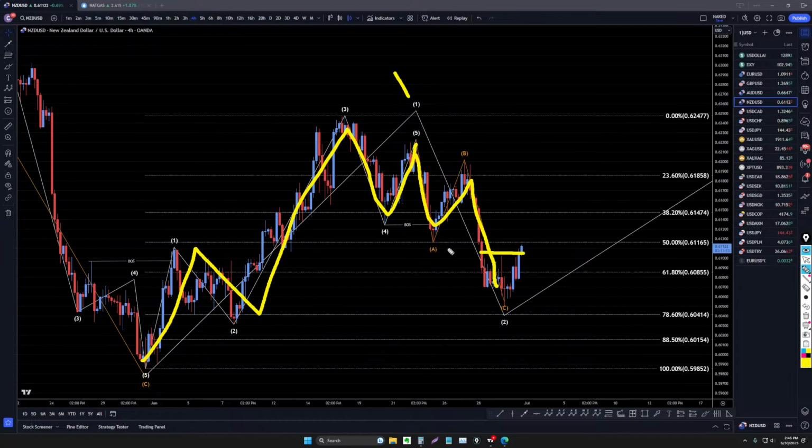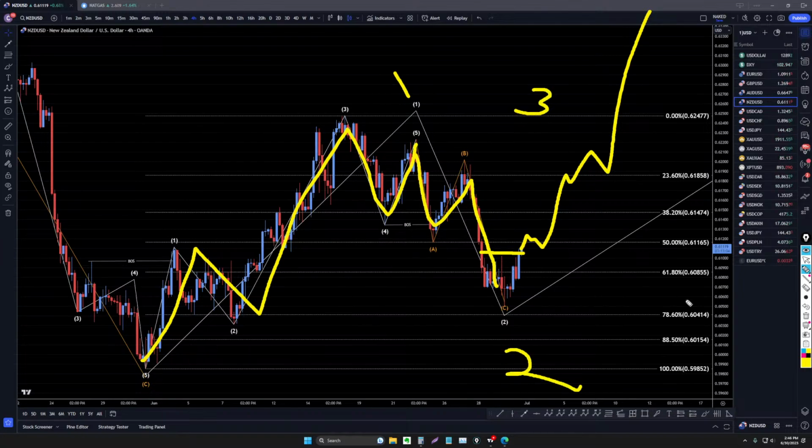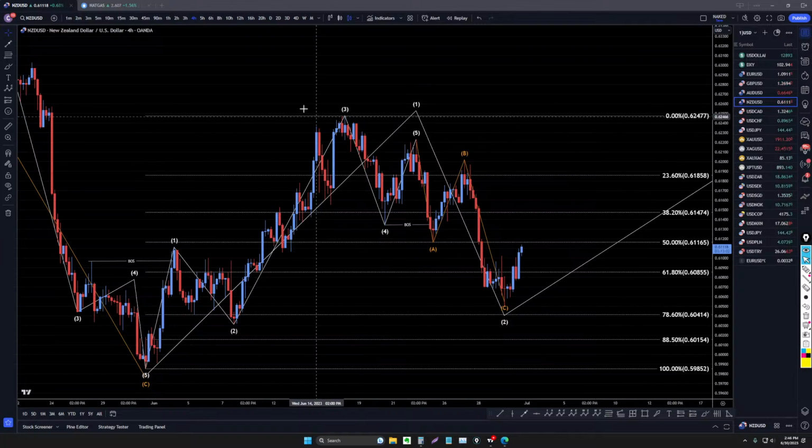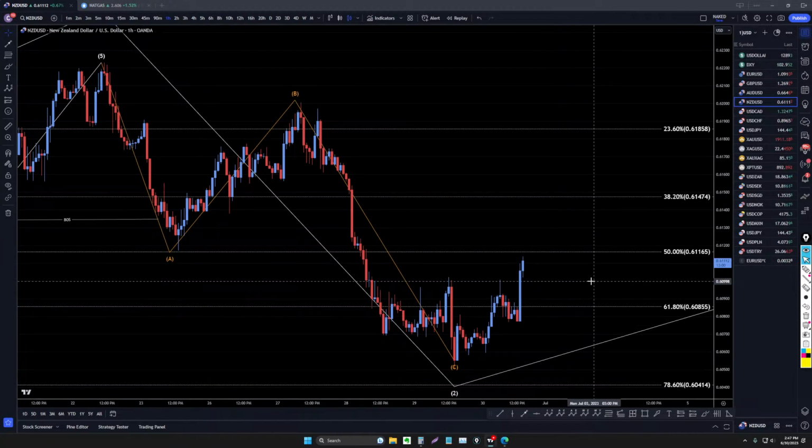We really need to see what that news does in 15 minutes. If it holds above structure throughout the news, I would say that that is the end of a correction, probably the end of a wave 2 and the beginning of a wave 3. So let's head down to the 1 hour time frame.